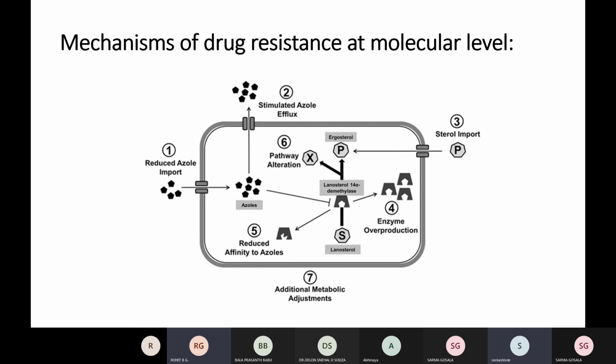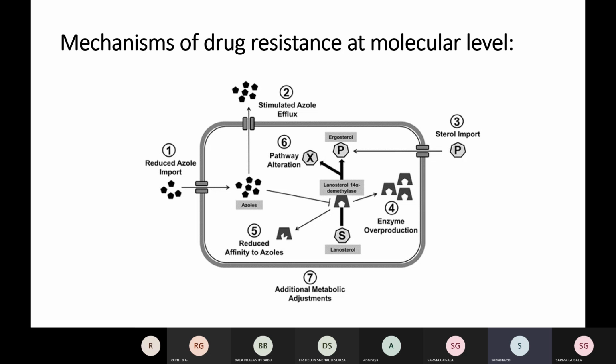Mechanism of drug resistance at molecular level. So let's see this. The first is reduced azole import into the fungal cell body. The second mechanism is stimulated azole efflux. The more drug is effluxed out, the less will be its mechanism of action. Then there is sterol import. If they import more of the ergosterol directly into the fungal cell body, then the enzyme may not be acting.